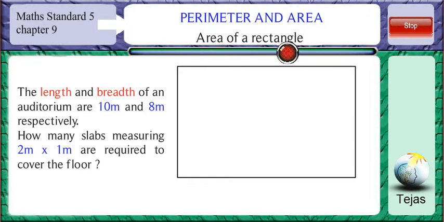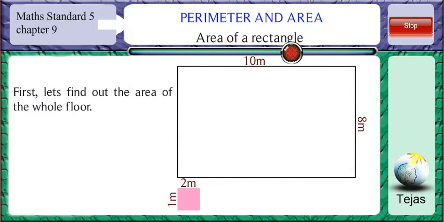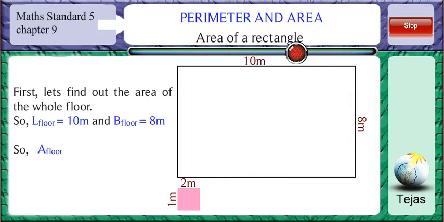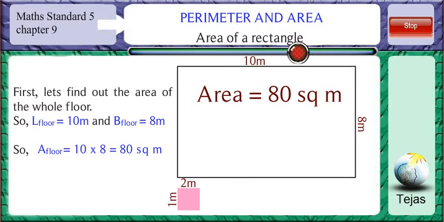The length and breadth of an auditorium are 10 meters and 8 meters respectively. How many slabs measuring 2 meters into 1 meter are required to cover the floor? First, let's find the area of the whole floor. We know length of the floor is equal to 10 meters and breadth of the floor is equal to 8 meters. So the area of the floor is equal to 10 into 8, which is equal to 80 square meters.